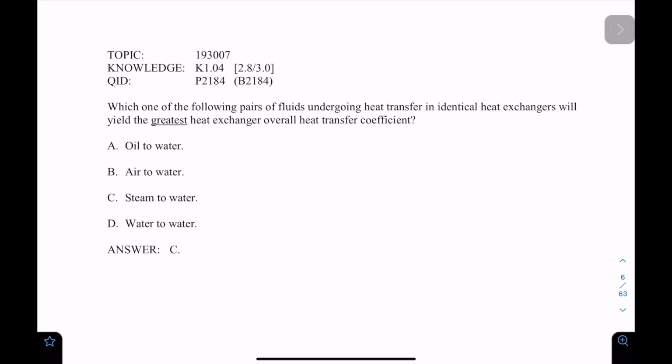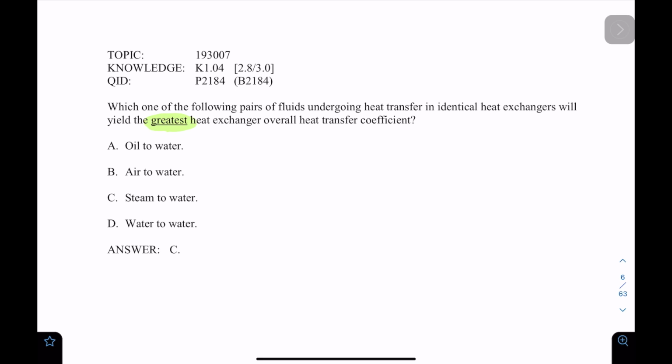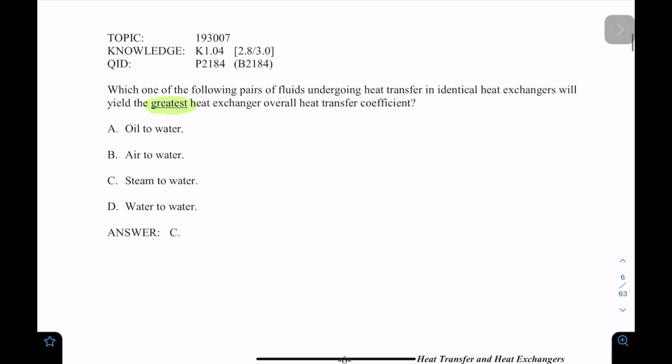Which one of the following pairs of fluids undergoing heat transfer in identical heat exchangers will have the greatest heat exchanger overall heat transfer coefficient? So there are some things to know: air, water, steam, and oil are media that are commonly used to distribute heat to process loads, right? However, steam is going to be superior. It has many more advantages than hot air or hot water.